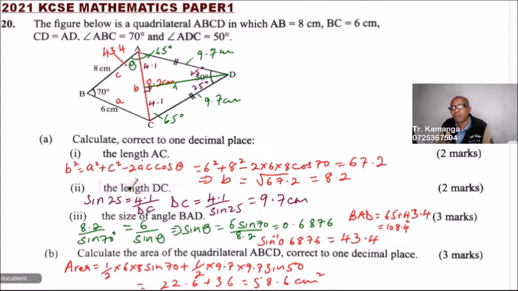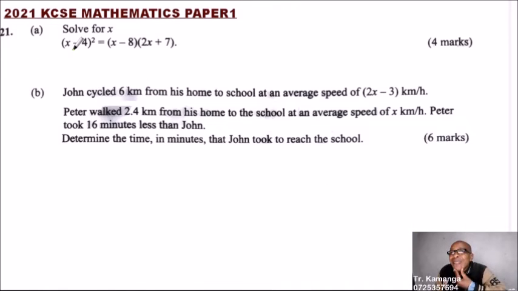But I hope you have followed, and you should be able to apply that in other questions that you may come across in future. Question number 21, we are told solve for x. So we have x(x - 4)² = (x - 8)(2x + 7).